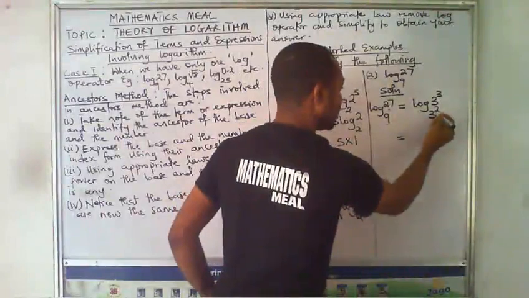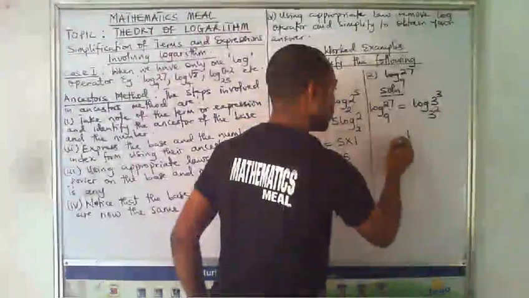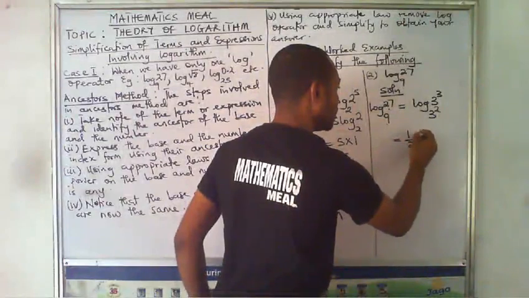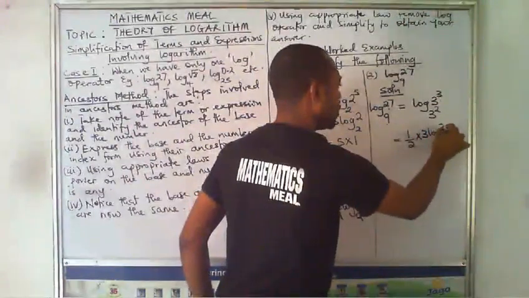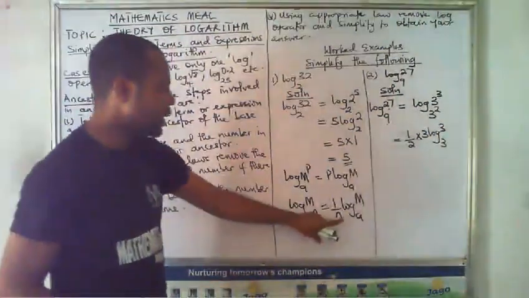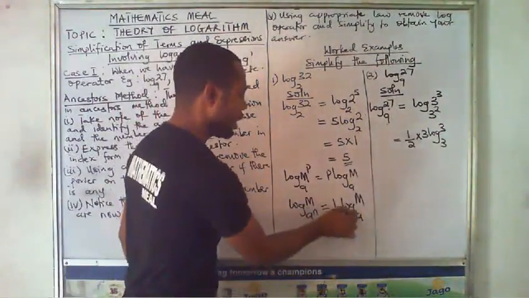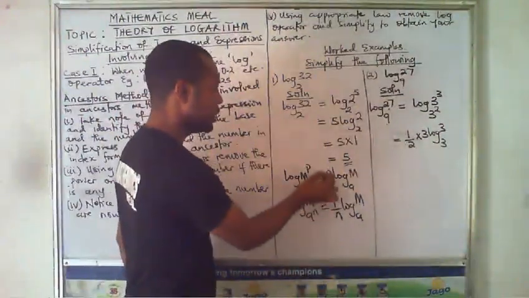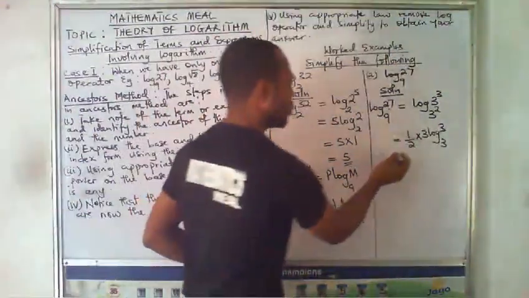So the power is on the base. When we want to write it in alternative form, we are going to write it as 1 over 2, times the power on the number, which is 3 log 3 plus 3. That's what we have. So it's a combination of this and this. The reciprocal is because the power is on the base. This one is on the number. Very simple. Just follow what we are doing.